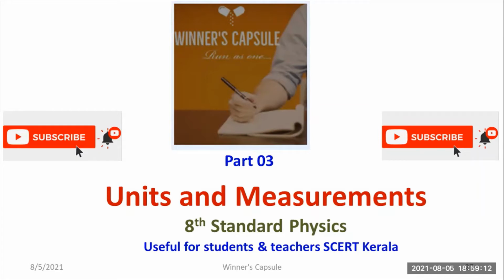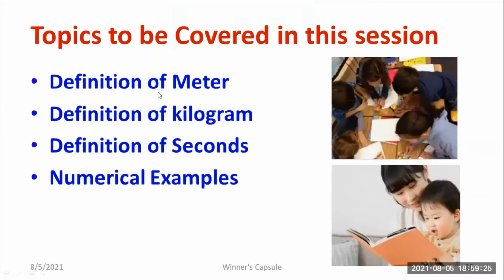In the previous session, I have discussed the fundamental units, derived units, and different types of SI units. In this session, I will be mainly discussing the definition of meter, definition of kilogram, definition of seconds, and numerical examples. Students, for your exam point, it is very important. And also if you are appearing for a viva or any type of competition, this will really help you out.